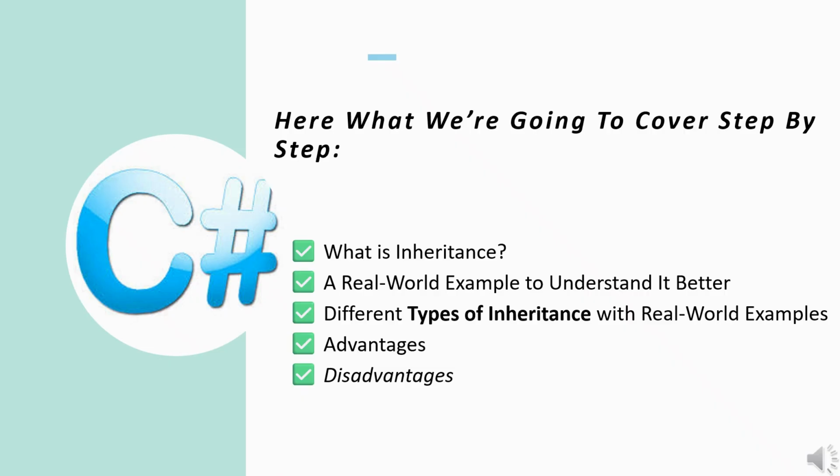In this video, we will see one of the main pillars of OOPs, inheritance in C#. Let's make it super simple and clear. Here's what we're going to cover step by step. 1. What is inheritance? 2. A real-world example to understand it better. 3. And the different types of inheritance with real-world examples. 4. Advantages. 5. Disadvantages.